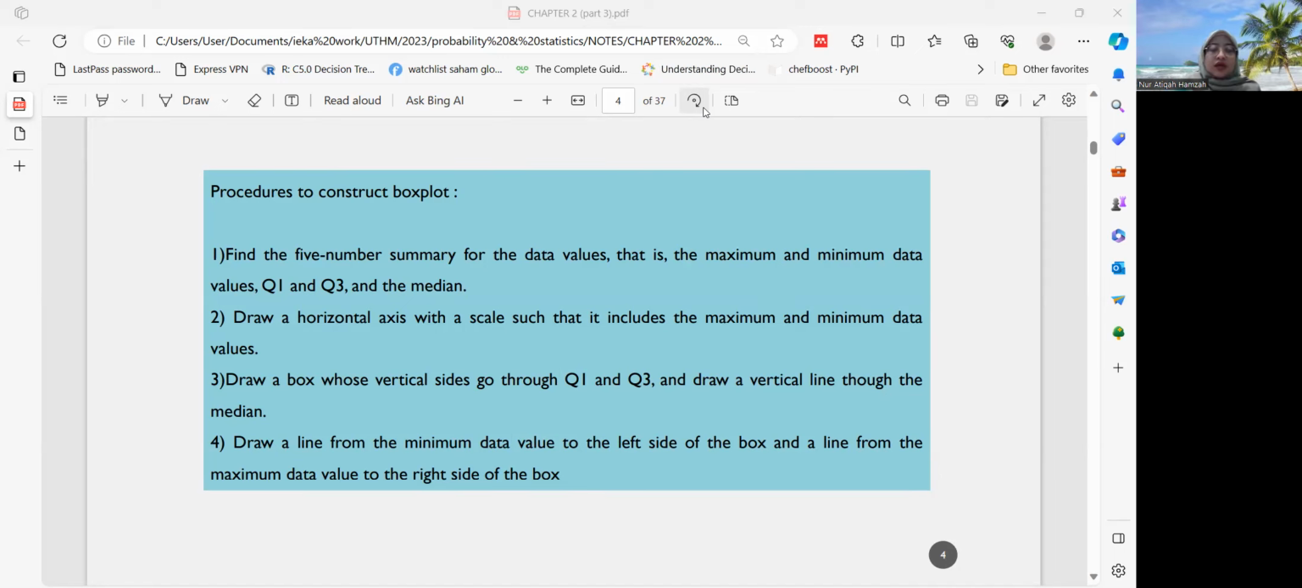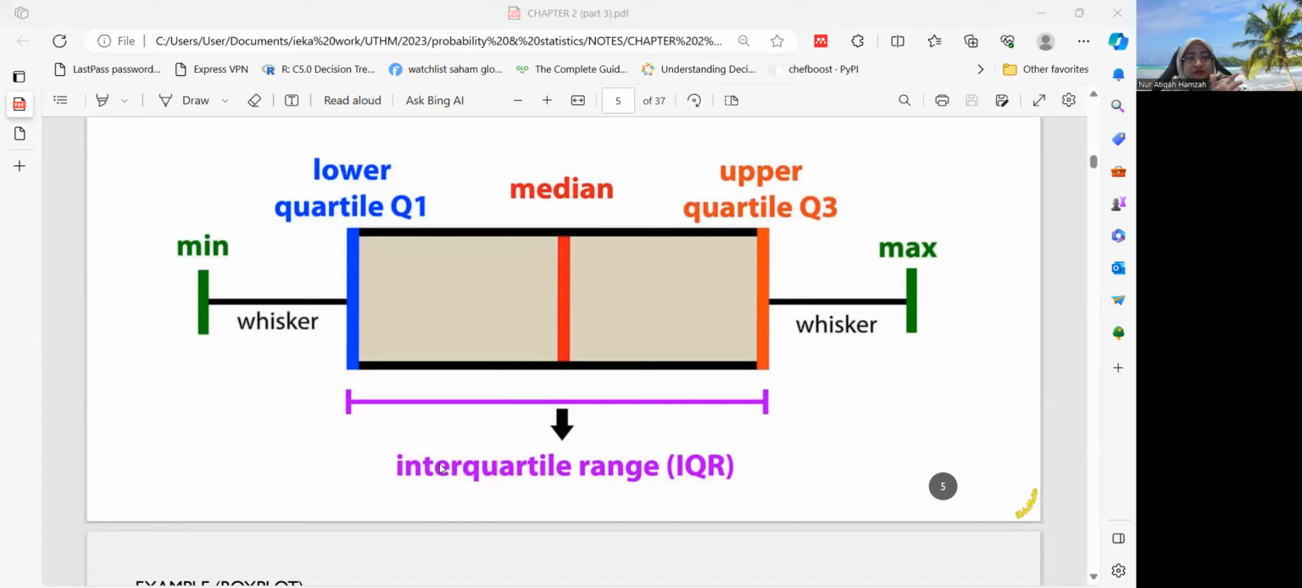Next, draw a horizontal axis with a scale such that it includes the maximum and minimum data values. Next, draw a box whose vertical sides go through Q1 and Q3, and draw a vertical line through the median. Then draw a line from the minimum data value to the left side of the box, and a line from the maximum data value to the right side of the box. This is how the box plot looks like.